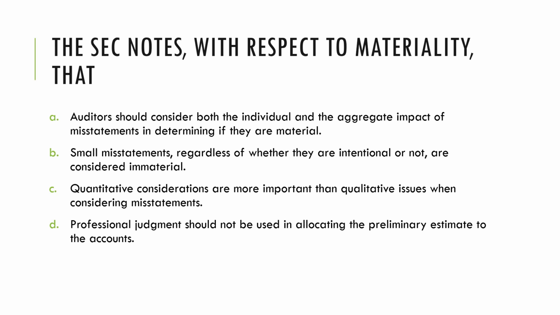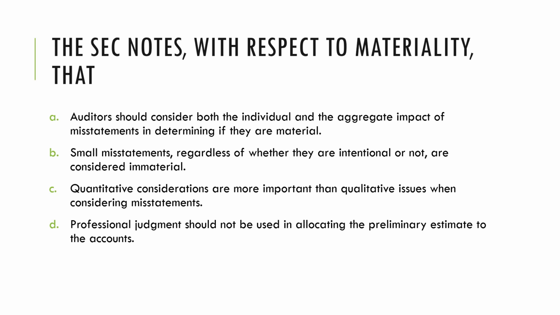So the Securities and Exchange Commission notes with respect to materiality that letter A, auditors should consider both the individual and aggregate impact, so not just the individual impact, but the totality of the impact of the misstatements in determining if they are material. Letter B, small misstatements, regardless of whether they are intentional or not, are considered immaterial. Letter C, quantitative considerations are more important than qualitative issues when considering misstatements. Or letter D, professional judgment should not be used in allocating the preliminary estimate to the account.